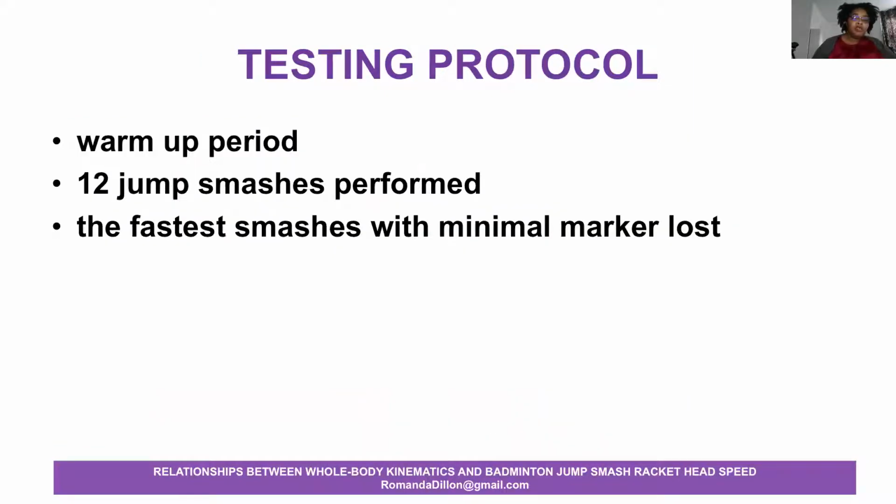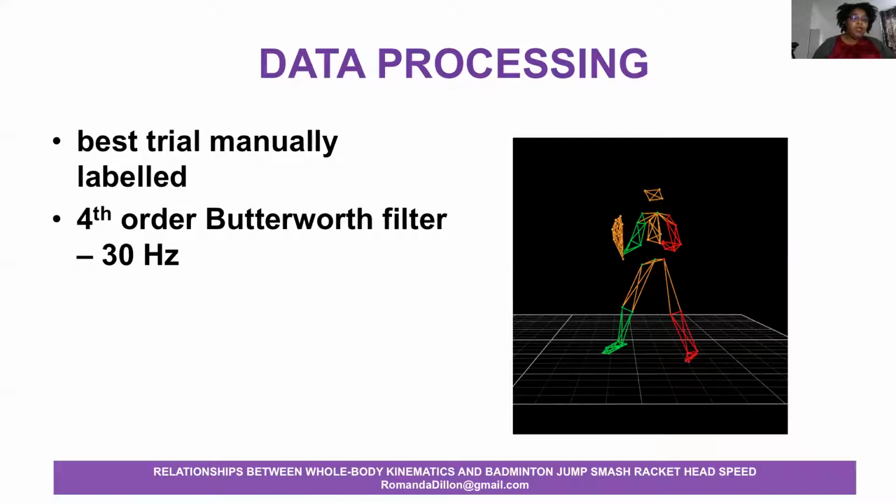The players were given a warm-up period that allowed them to get used to the marker and testing conditions. Each player used their own racket for the testing session, and they performed 12 forehand smashes that were racket fed to them from an international coach or player in order to represent match conditions. The best trial with maximum velocity and minimal marker loss was identified for each participant. These trials were manually labeled and processed using Vicon Nexus.